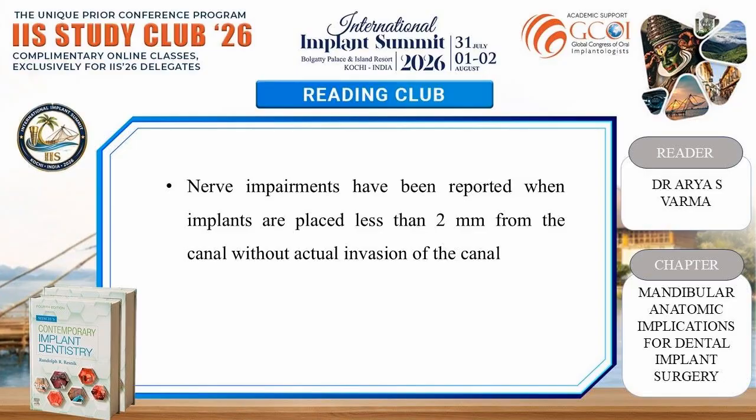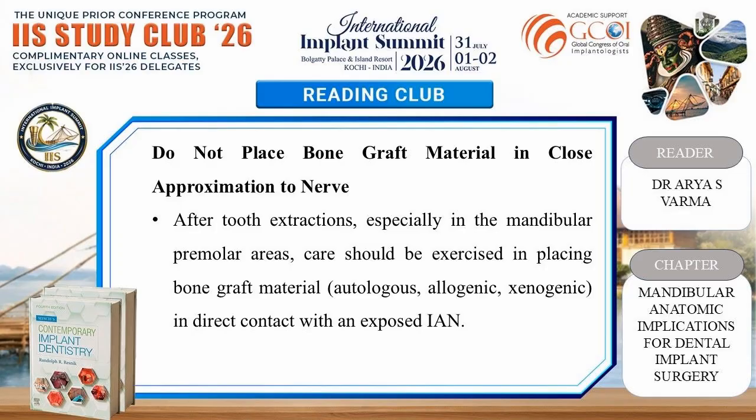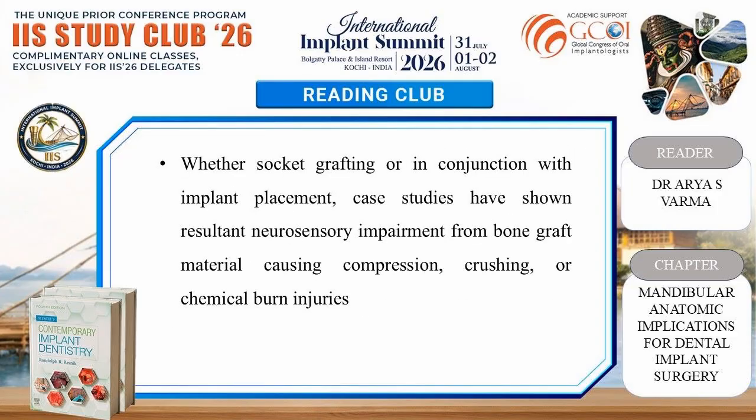Do not place bone graft material in close approximation to nerve. After tooth extractions, especially in the mandibular premolar areas, care should be exercised in placing bone graft material, autologous, allogenic, xenogenic, in direct contact with an exposed inferior alveolar nerve. Whether socket grafting or in conjunction with implant placement, case studies have shown resultant neurosensory impairment from bone graft material causing compression, crushing or chemical burn injuries.